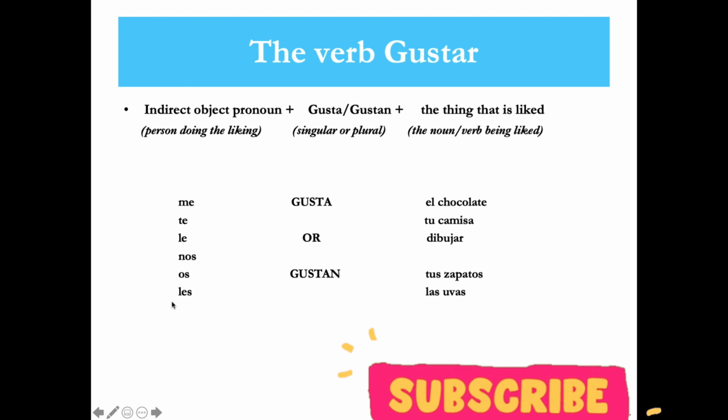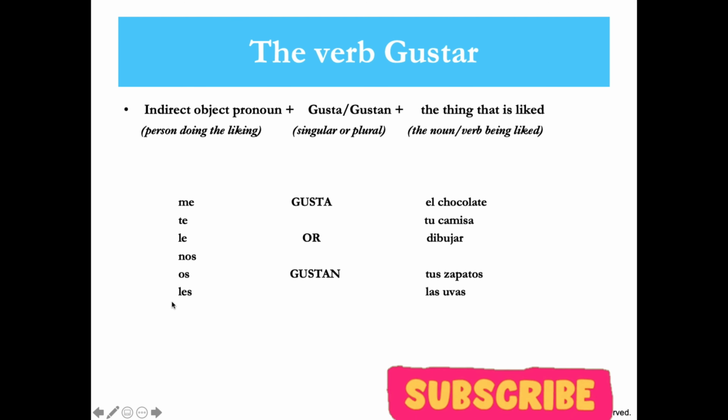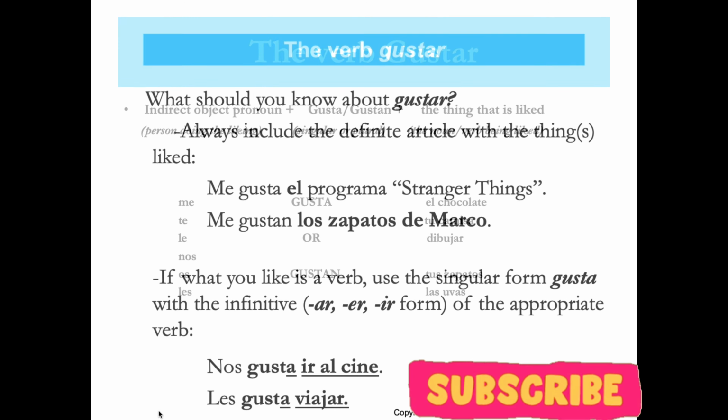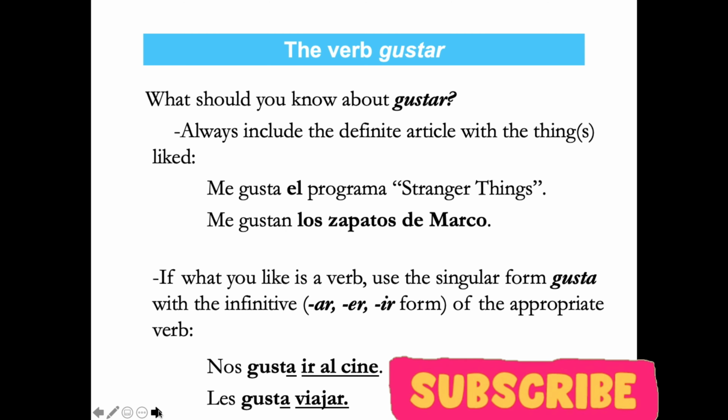And if you wanted to make sure that the meaning was y'all like grapes, you would have to say a ustedes les gustan las uvas. What should you know about the verb gustar? You need to always include the definite article with the things liked.